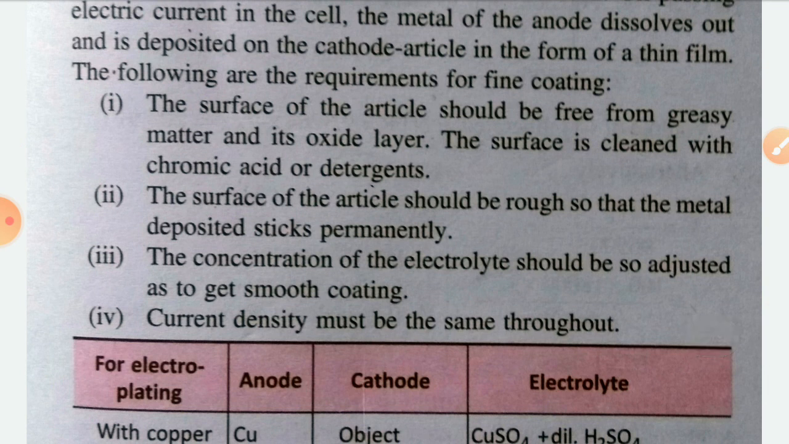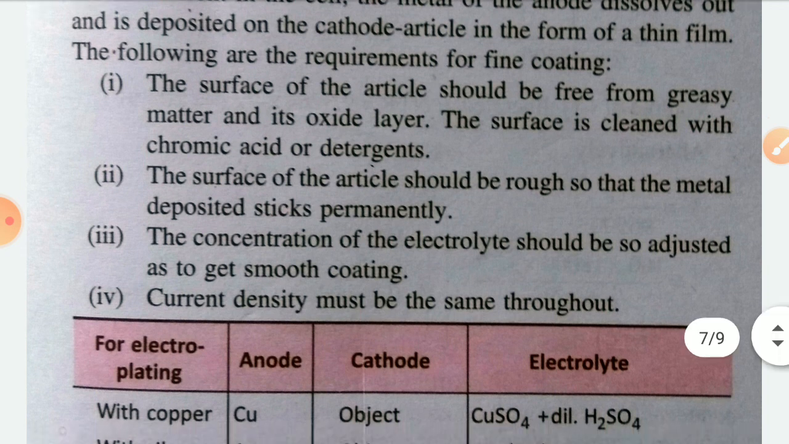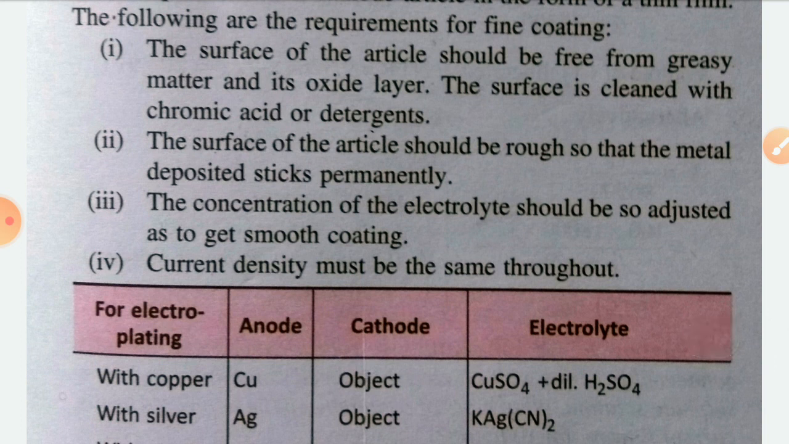Second, the surface of the article should be rough so that the metal deposited sticks permanently. The concentration of the electrolyte should be adjusted so as to get a smooth coating. Current density must be the same throughout.